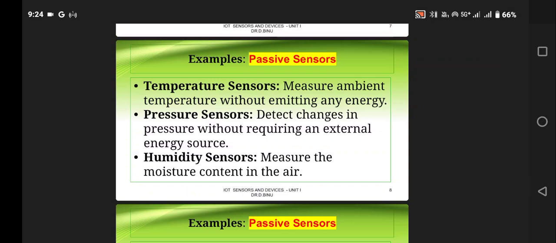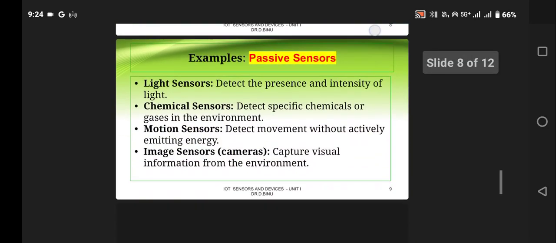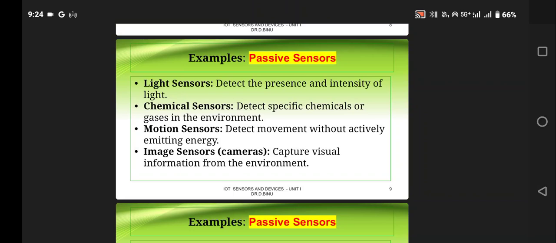Next passive sensor is the humidity sensor, which measures the moisture content in the air. Some more passive sensors are light sensors. They detect the presence and the intensity of the light. Next passive sensor is the chemical sensor, which detects specific chemicals or gases in the environment. Motion sensors are also a type of passive sensor which detect movement without actively emitting energy.